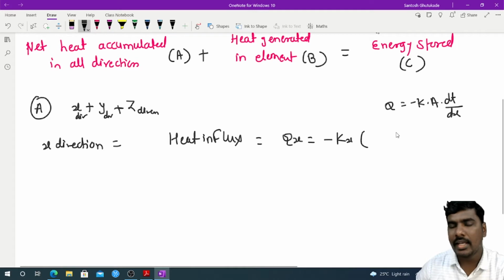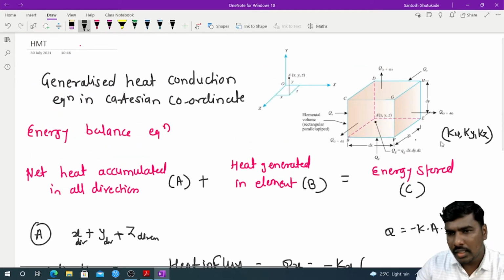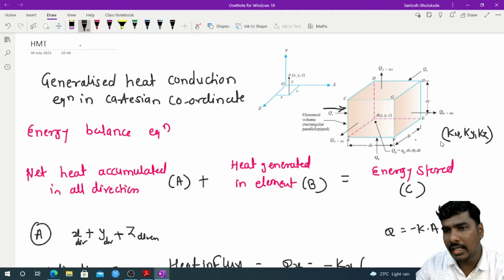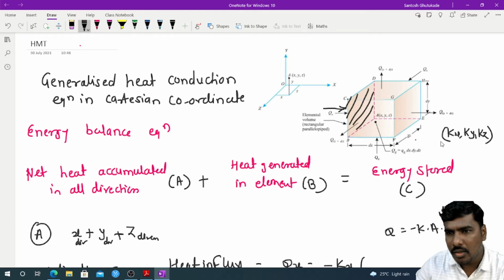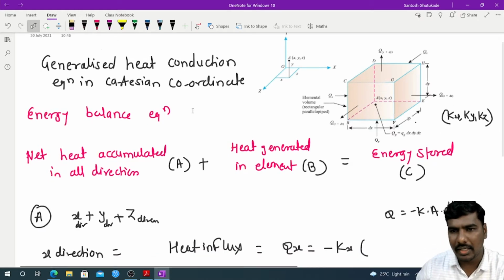Now what is the area? In Fourier's law we are taking the area at a right angle. When heat Qx is transferring through the distance dx, the area at a right angle, or we can say the perpendicular area, is this area, so this is y and this is z. So dy into dz is the perpendicular area we are taking.